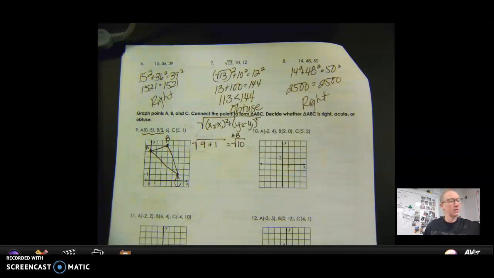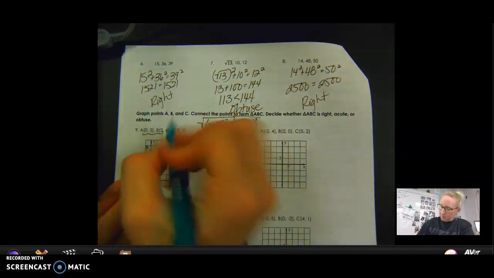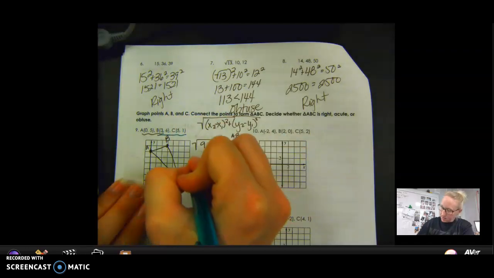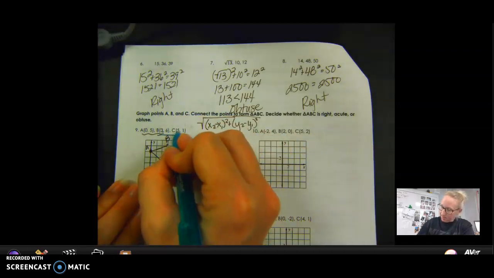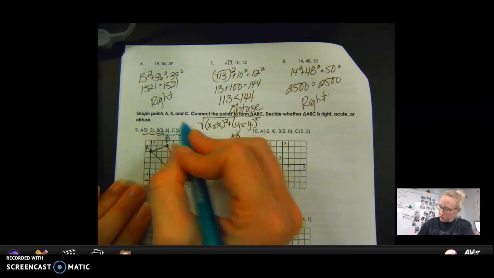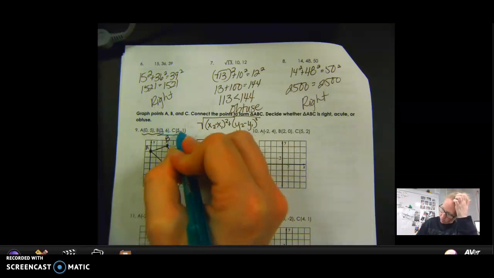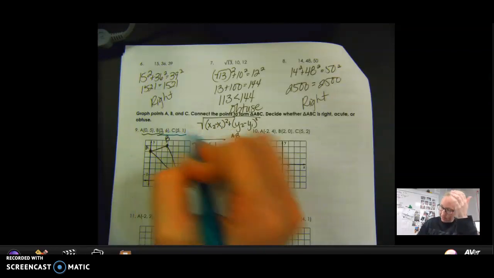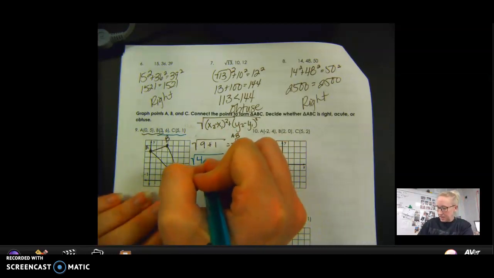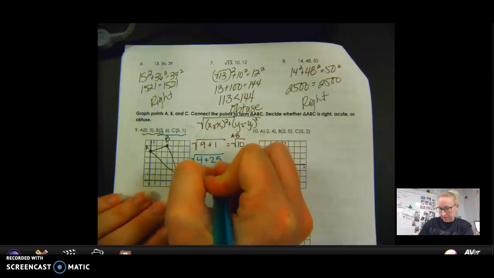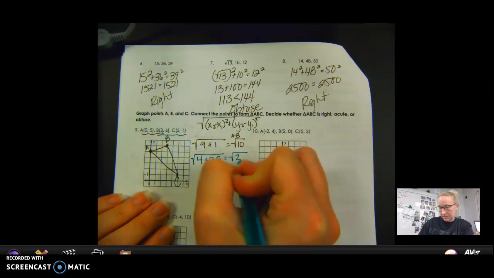Let me grab a different color here. B to C. 5 minus 3 is 2. 2 squared is 4. 1 minus 6 is negative 5. Negative 5 squared is 25. So that's the square root of 29.